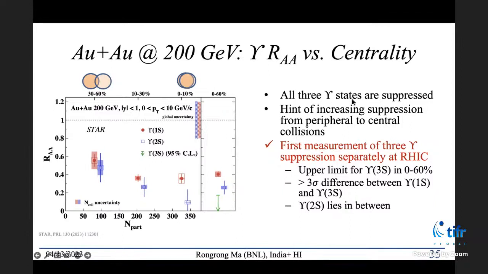What we can see here is that all three Upsilon states are suppressed, and there seems to be a hint of increasing suppression from peripheral to central, even though for the Upsilon 1S it is probably less so. This is a separate measurement of the three Upsilon states at RHIC. This is the first time we can do this. If you compare Upsilon 1S and 3S, there is a more than 3 sigma separation, which clearly means that the Upsilon 3S is much more suppressed compared to Upsilon 1S. For the 2S, its value is between 1S and 3S, but the error bar is still quite big, so it's not as significant as the difference between 1S and 3S.